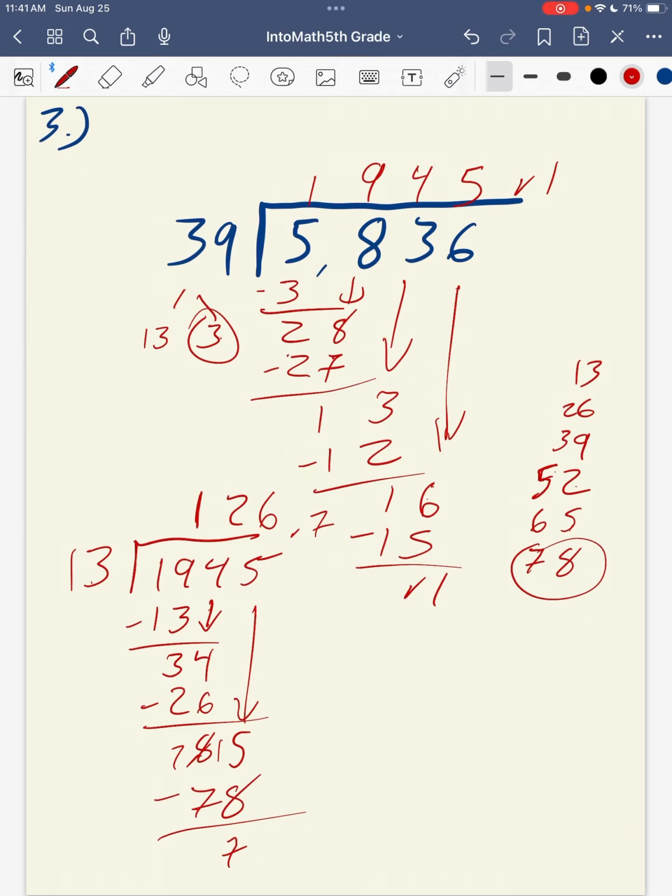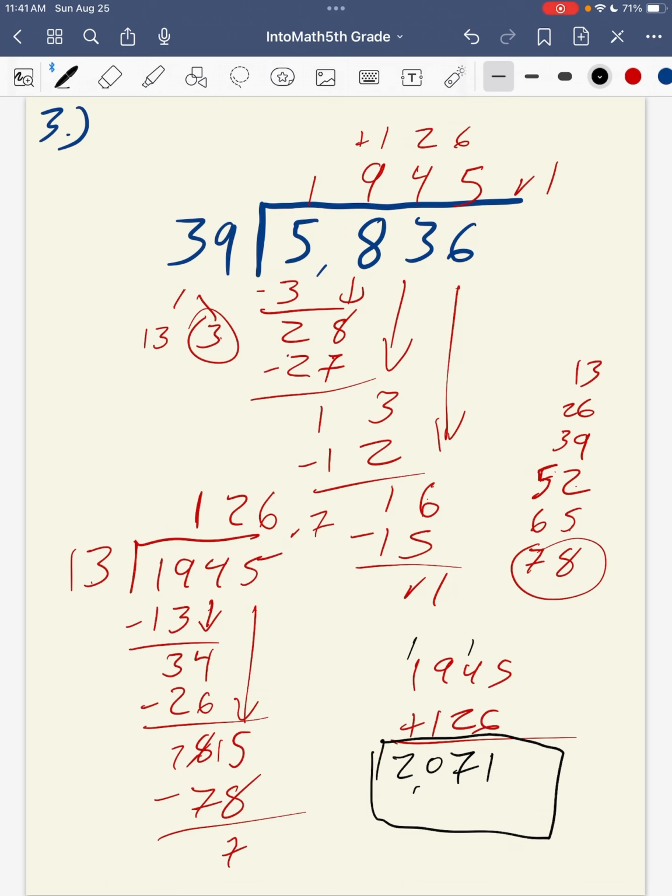So if I add up my two partial quotients, 1,945 plus 126. 5 plus 6 is 11. 4 plus 2 is 6 plus 1, 7. 9 plus 1 is 10. 2,071 times. Okay. So this seems a little messy. We tried breaking it down into partial quotients. We find that 2,071 is our answer.